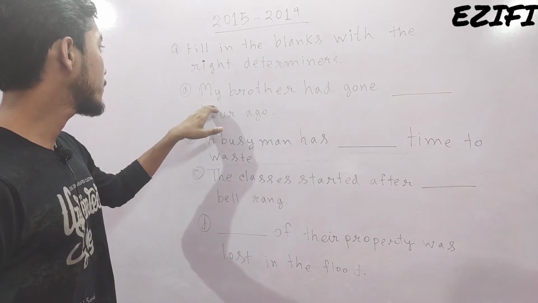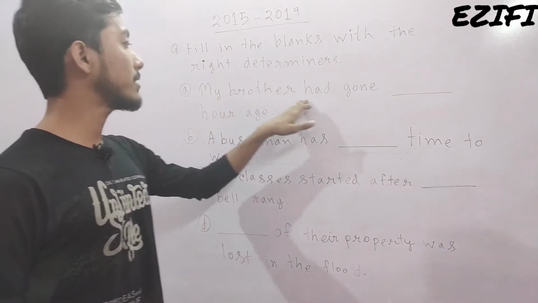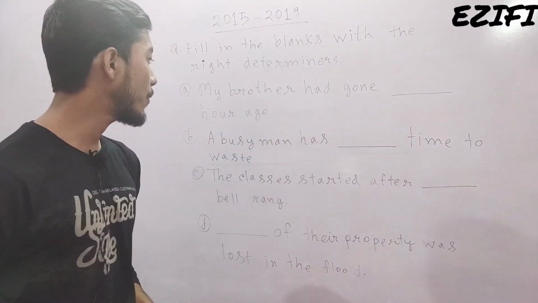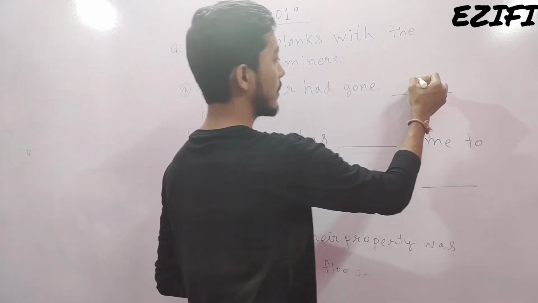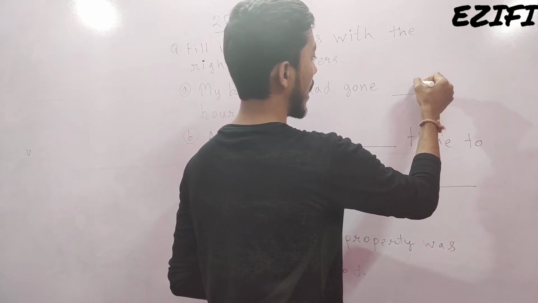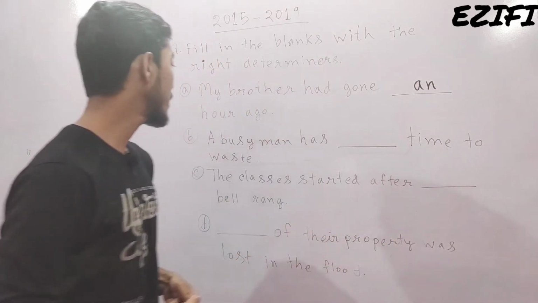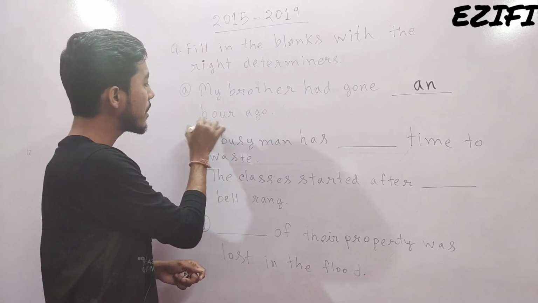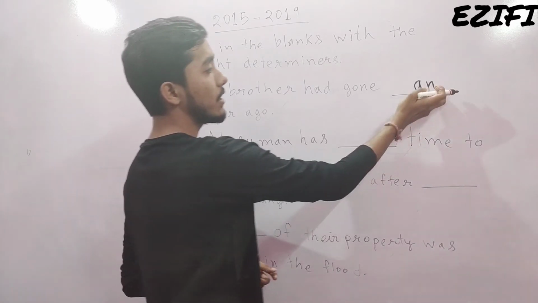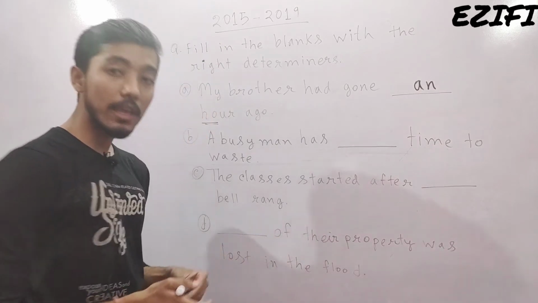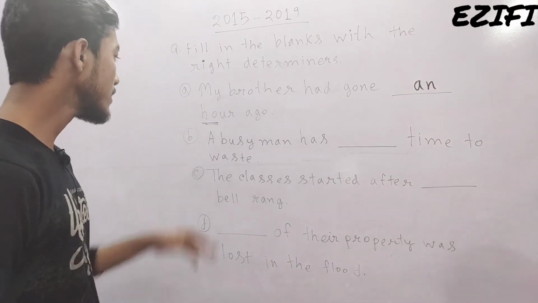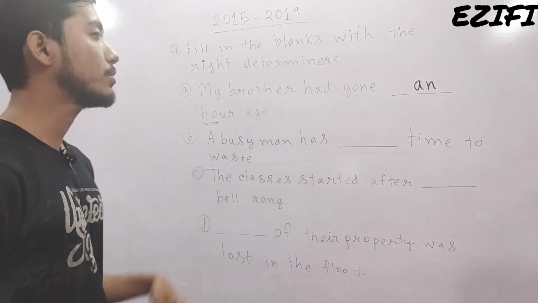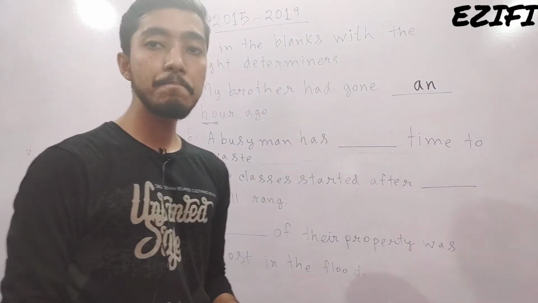Now the first question, my brother had gone dash hour ago. The answer will be my brother had gone an hour ago. As we know, whenever there is a vowel pronunciation, we use the article an. So here, hour ago, we have used an.